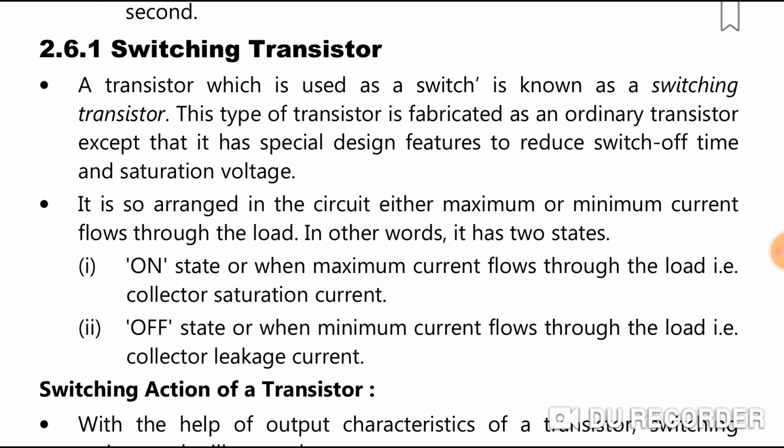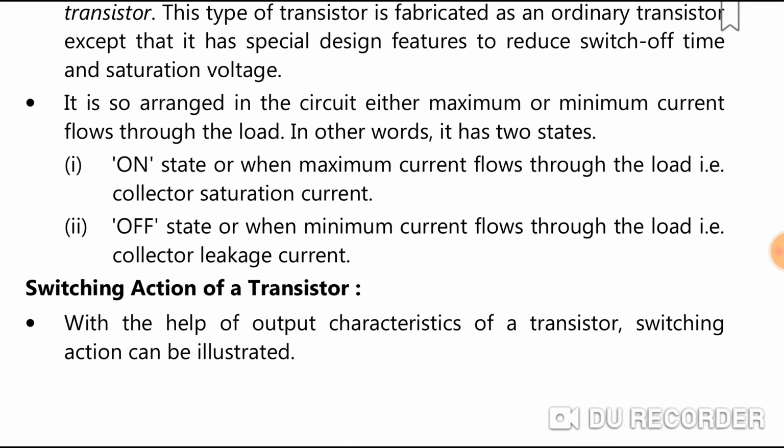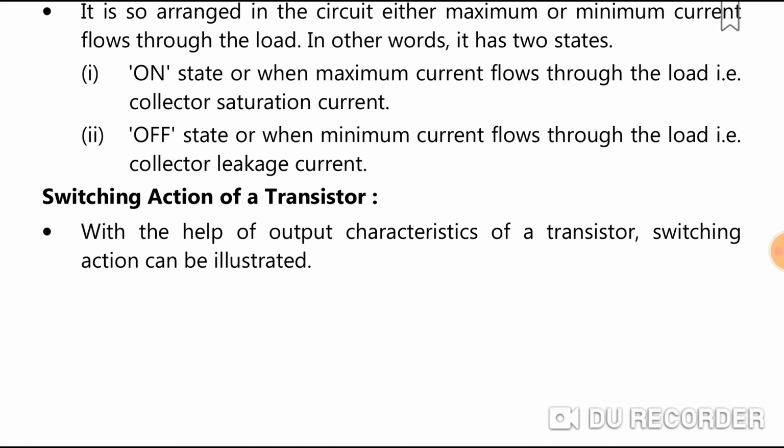Now what is a switching transistor? A transistor which is used as a switch is known as a switching transistor. This type of transistor is fabricated like an ordinary transistor except that it has special design features to reduce the switch off time and saturation voltage. It is so arranged in the circuit that either maximum or minimum current flows through the load. In other words, it has two states. On state, when maximum current flows through the load, that is collector saturation current. Off state, when minimum current flows through the load, that is collector leakage current.